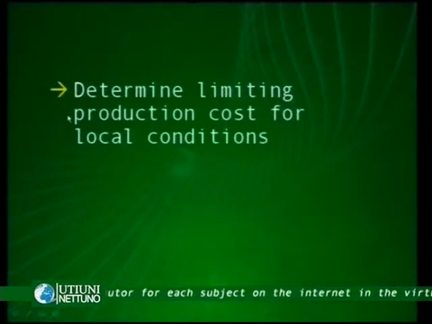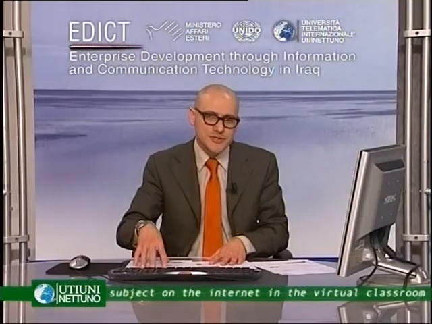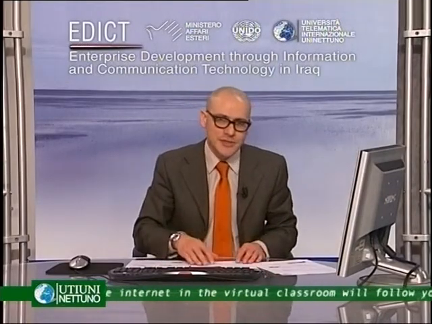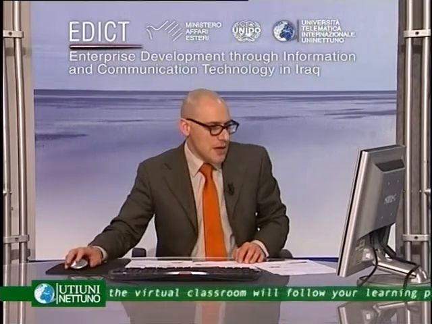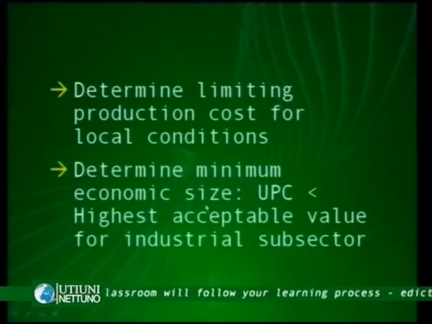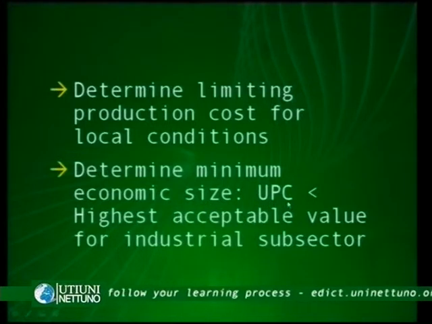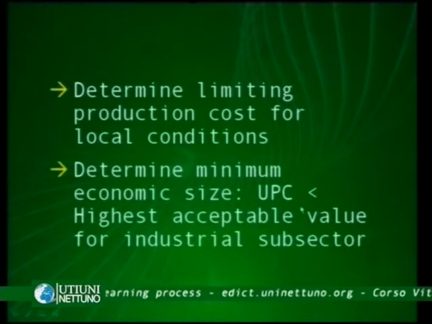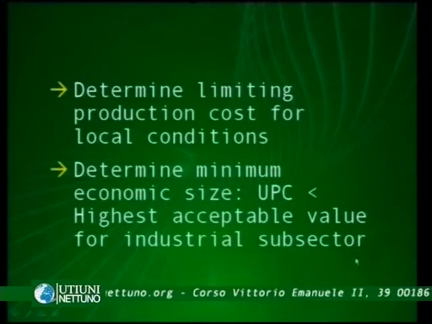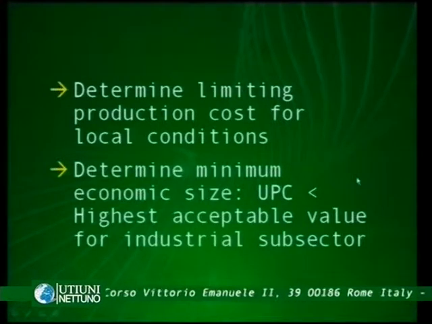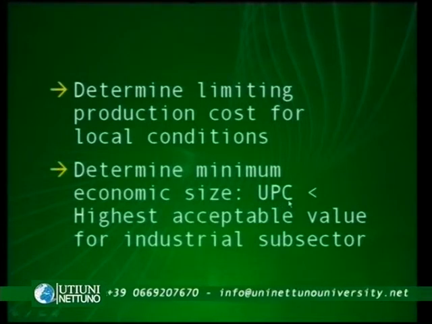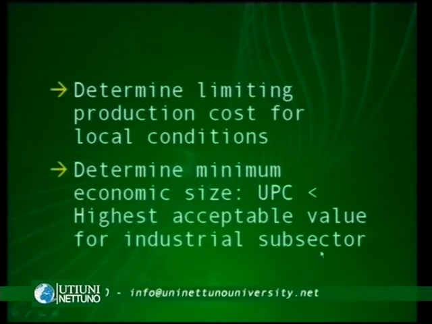Further, determine limiting production costs for local conditions. So local conditions, as we'll see, might influence the production cost as well. And then determine minimum economic size, where unit production costs, UPC, are lower than the highest acceptable for the industrial subsector. So it's not just a technical analysis in the sense of defining production capacity, but it's also a competitive analysis that considers what are the levels of unit production costs which are acceptable in such an industrial subsector.